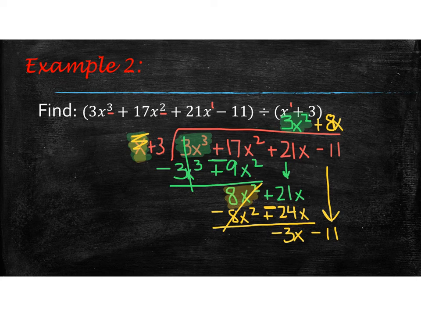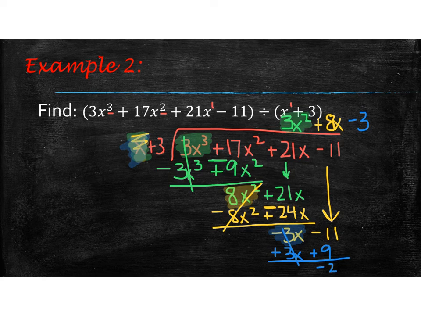So now we're going to see what we need to get x to go into negative 3x. And that requires a minus 3. And so we're going to multiply. Negative 3 times x is negative 3x. Negative 3 times 3 is negative 9. Draw your line, change your sign, and then add them up. Negative 11 plus 9 is negative 2.